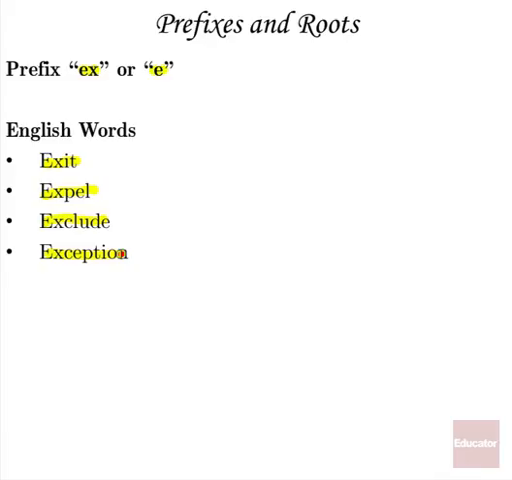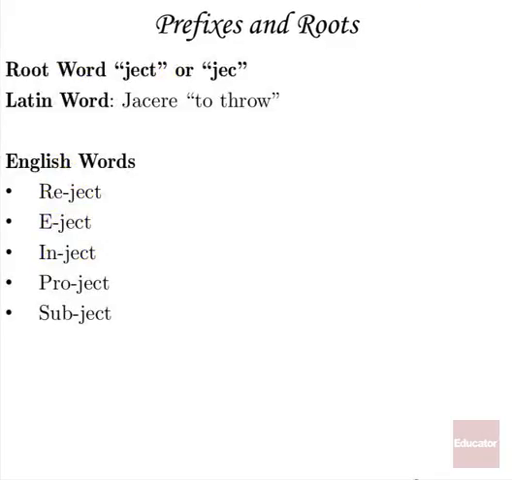So I bet you can guess what EX or E means when you put it in front of a root word. Here's another root word that maybe you don't recognize. Ject. Ject comes from the Latin word jacere, which means to throw. So somebody asks you out and you say no and you reject them. It's kind of like you're throwing them back.